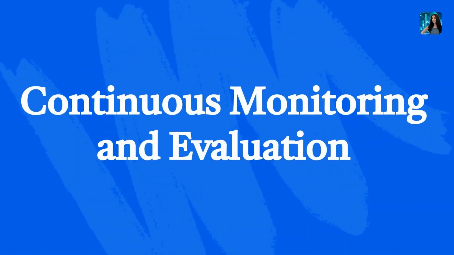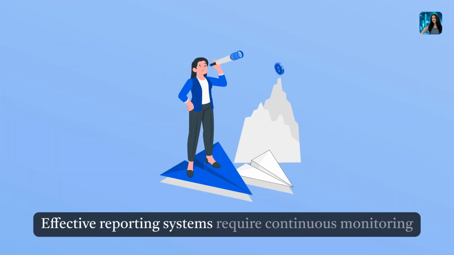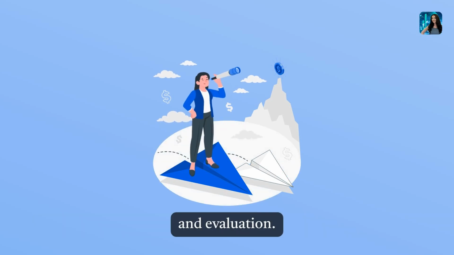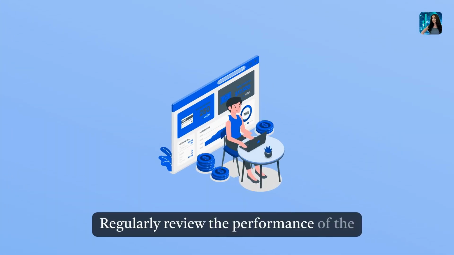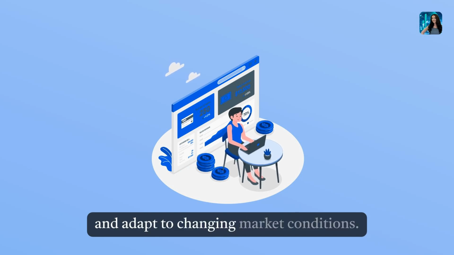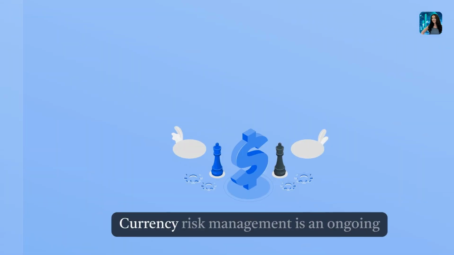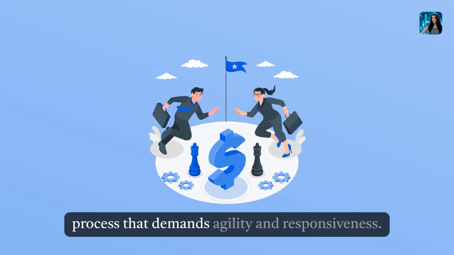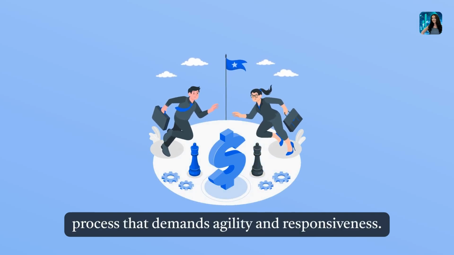Continuous monitoring and evaluation. Effective reporting systems require continuous monitoring and evaluation. Regularly review the performance of the reporting systems, identify areas for improvement, and adapt to changing market conditions. Currency risk management is an ongoing process that demands agility and responsiveness.